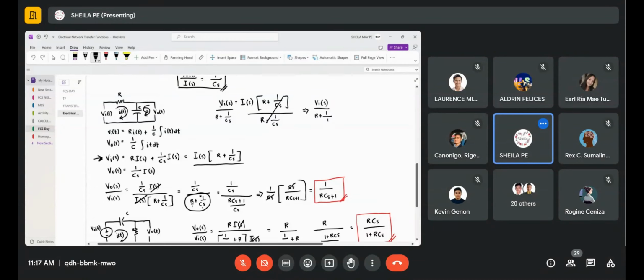Okay, equal to I(S). Now we need to get the VI(S) here. You divide both sides by VI of S. So VI of S cancels because the moment you take the reciprocal of VI of S, it is 1 over VI of S. And if you multiply for our fraction here, VI of S cancels, which is basically equal to R plus 1 over CS.